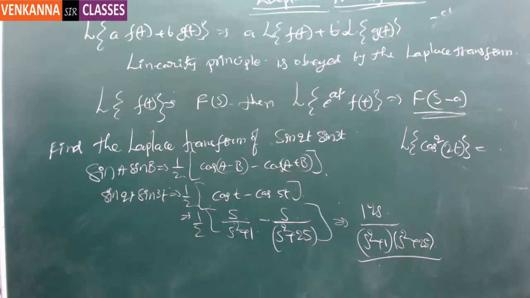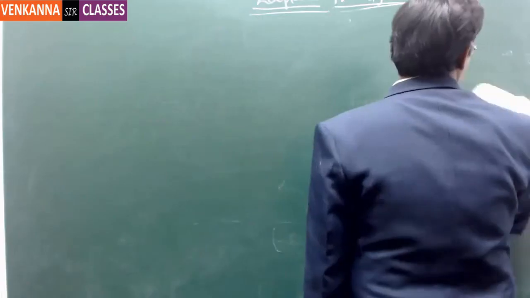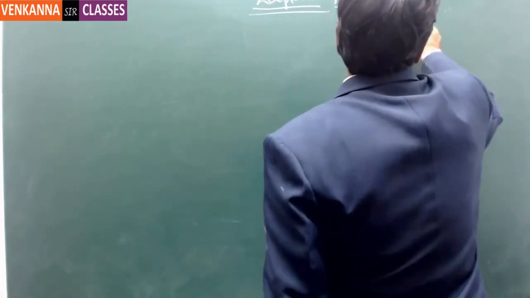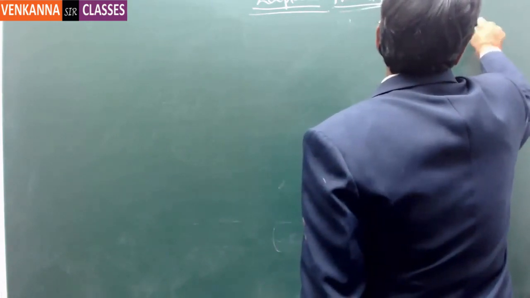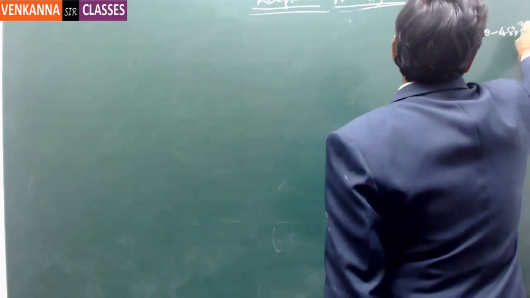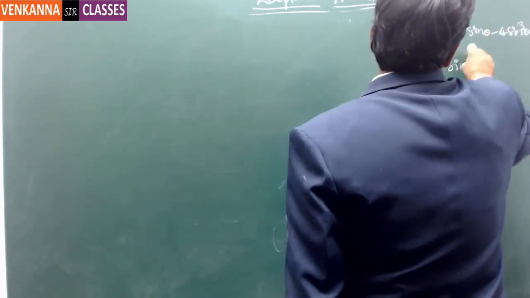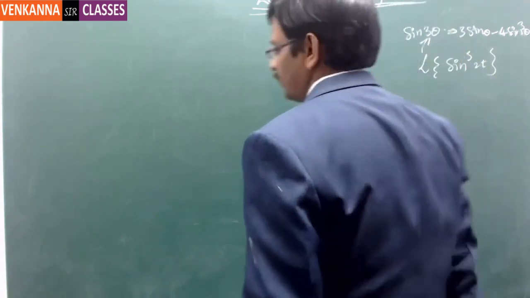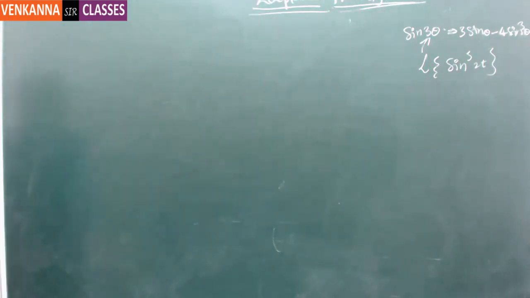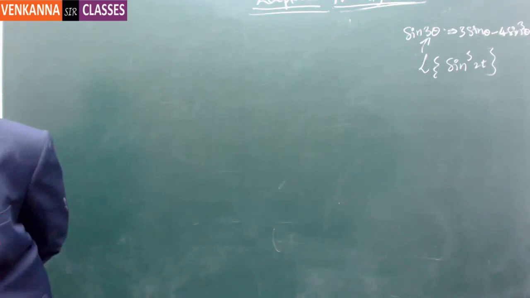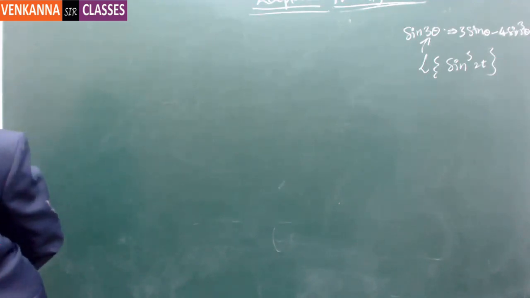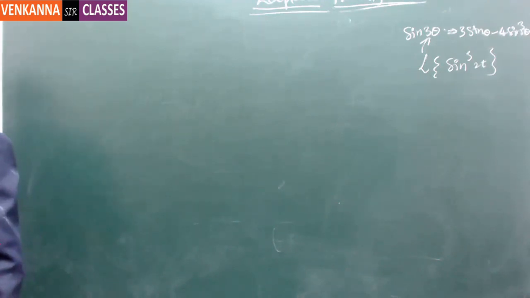Is the Laplace transform of sin cube 2t. What is the Laplace transform of sin cube 2t? You have to be aware of this formula: sin 3 theta is equal to 3 sin theta minus 4 sin cube theta. So he asks us to find the Laplace transform of sin cube 2t. Use this formula and then try to find it out. Part divided by s square plus 4 into s square plus 36, that's correct.